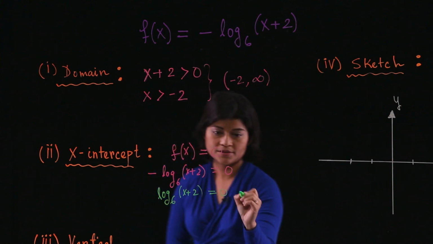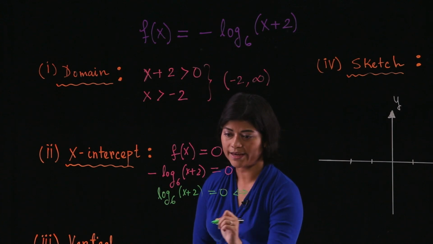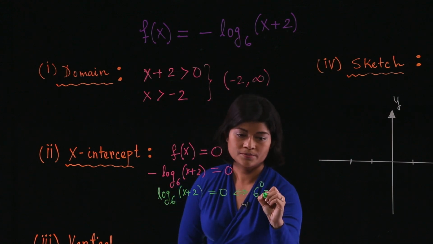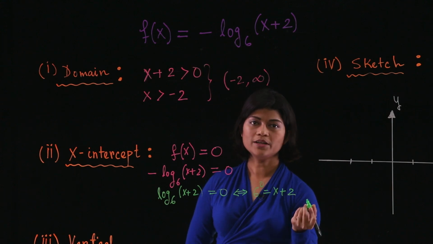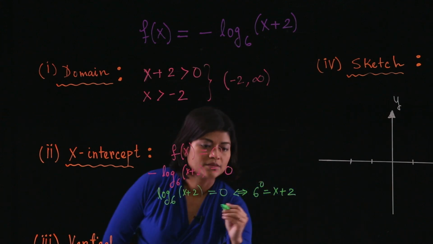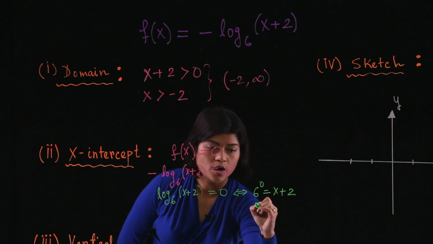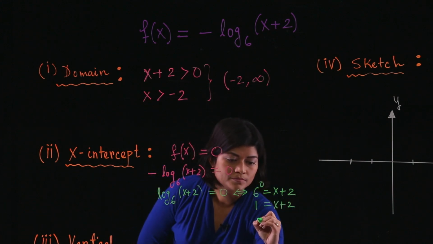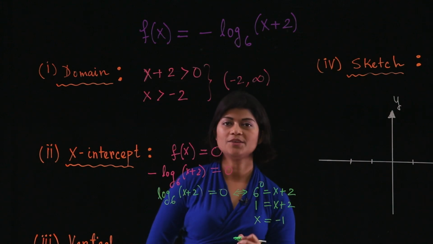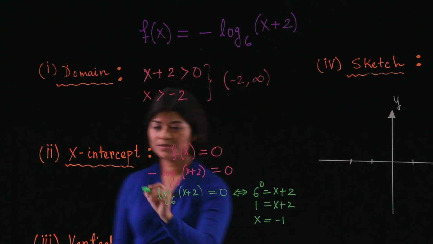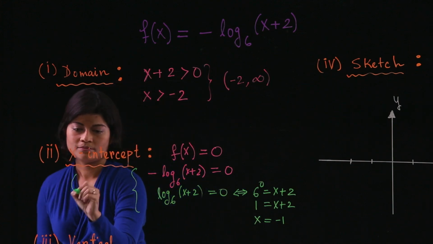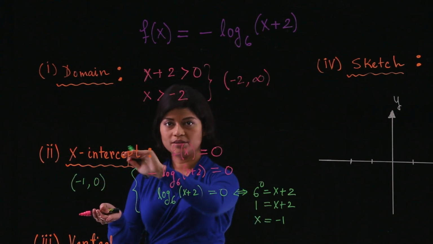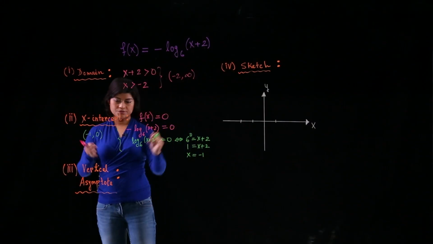Well, how to solve this? Remember, this is equivalent to saying 6 to the power 0 is equal to x plus 2. Well, now we have an equation in x and we can solve for x. Well, let's see, 6 to the power 0 is 1. So 1 is equal to x plus 2. So x is equal to 1 minus 2, that's negative 1. So what is the x-intercept? It's negative 1, comma 0. This is the point. So at x equals negative 1, the function value will be 0. All right, so we finished with the x-intercept.